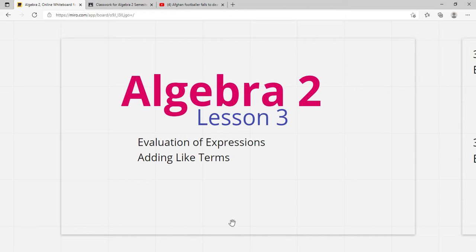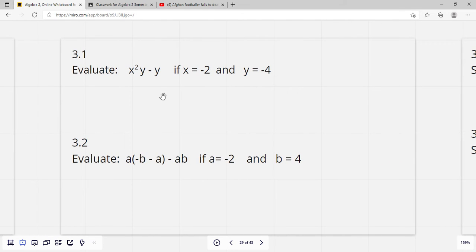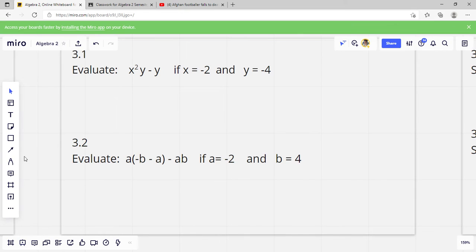Hello, this is Algebra 2, Lesson 3, and this lesson covers evaluation of expressions and adding like terms. Alright, so when it asks us to evaluate an expression, that means we just have to find the value of the expression. And the value is going to depend on what these variables are. So it's giving us values for the variables, and then we just have to plug those values in and solve.